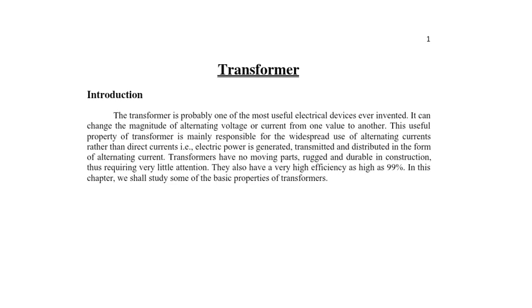Yes, in homes we can develop direct current also by battery cells. Transformers have no moving parts, and are rugged and durable in construction, thus requiring very little attention. No moving part is needed. They also have a very high efficiency, as high as 99%. We will discuss the basic property of transformer here.